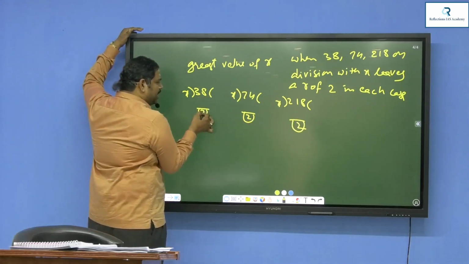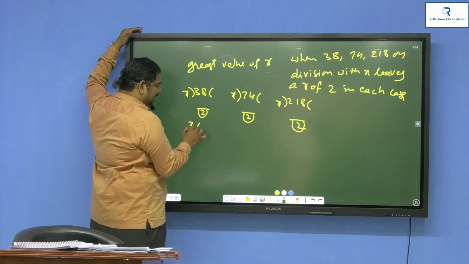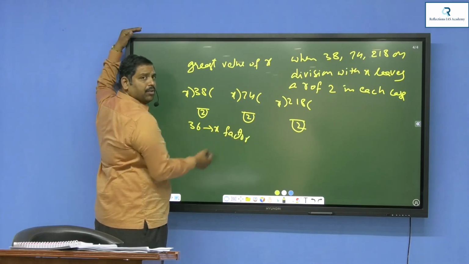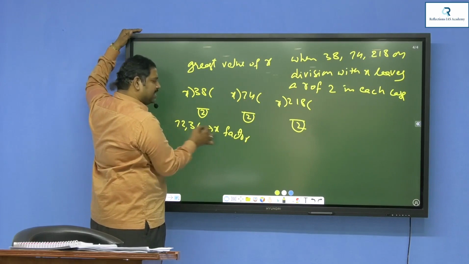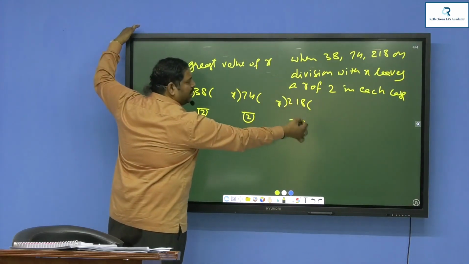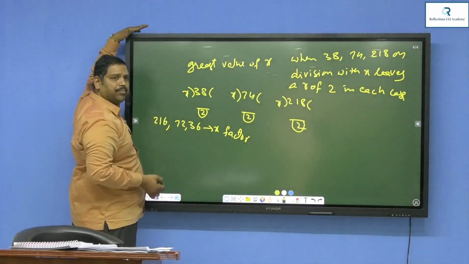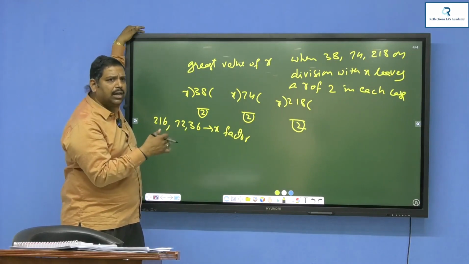38 minus 2 is divisible by x, which means x is a factor of 36. Yes or no? Now 74 minus 2: x is also a factor of 72. Next, 218 minus 2 means x is also a factor of 216. So x is a common factor of all the 3.